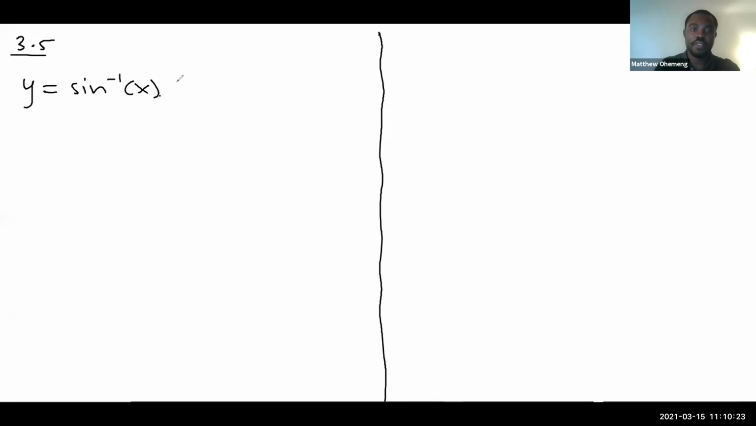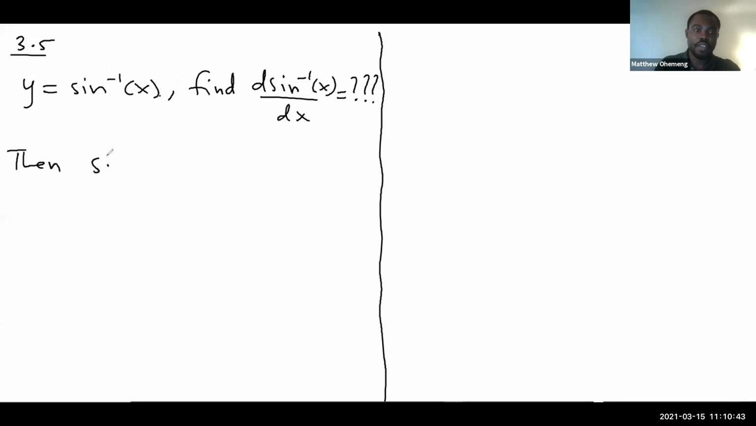Now let's try and find the derivative. That's what we are trying to find. Now, if y equals sine inverse of x, then you know that sine of y will be equal to x. Under this condition, if y equals sine inverse of x, then the range of values for y is between negative pi over 2 and pi over 2.